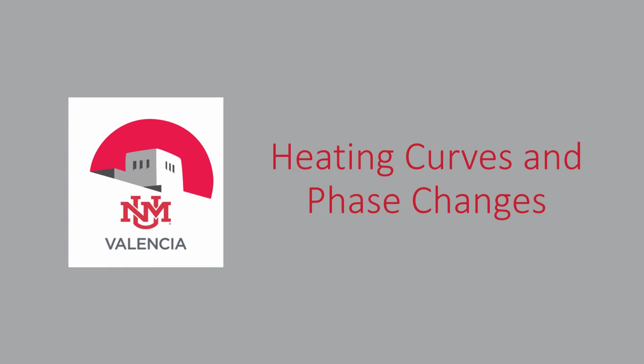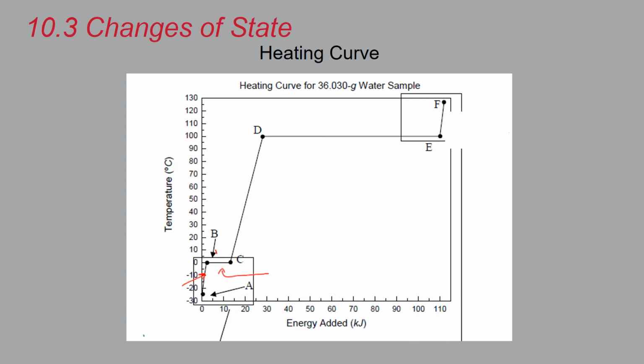All right, welcome to the lesson on heating curves and phase changes. So what we're looking at here is a heating curve, and what we're going to be studying. On the x-axis we have plotted the energy added to our sample in kilojoules and the temperature. And our sample, by the way, is 36.03 grams of water, which also corresponds to 2 moles of water.